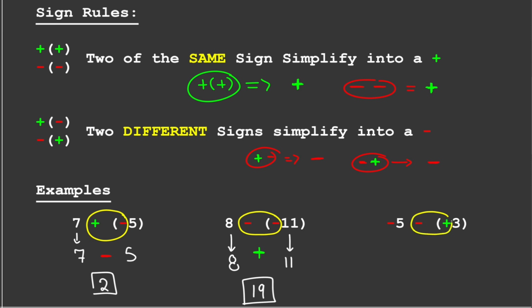Once again, I've got a negative sign and a positive sign. They are different, so they're going to simplify into a negative sign. And then I'm just going to drop down the numbers. Notice that I didn't simplify this negative sign and that negative sign. Why didn't I combine these two? Why don't you pause the video and try and answer that question? Why didn't I simplify those two? Is there something that's in the way?